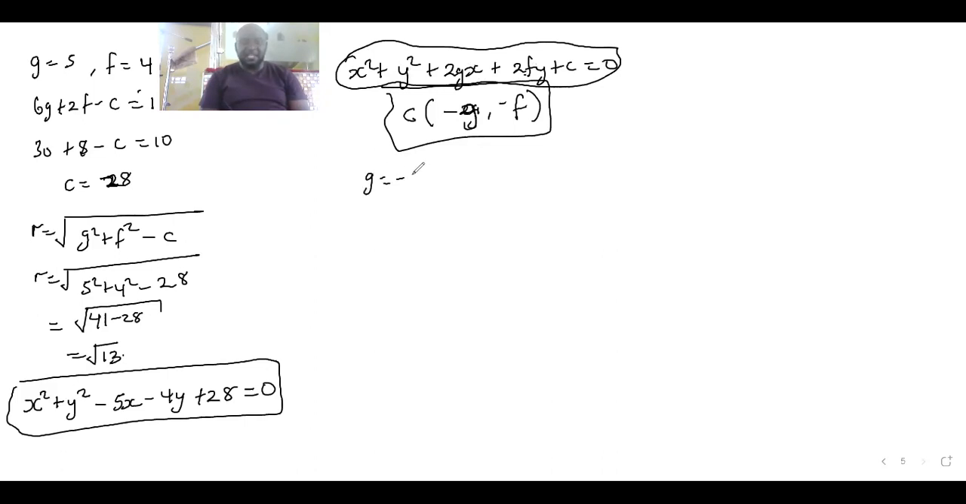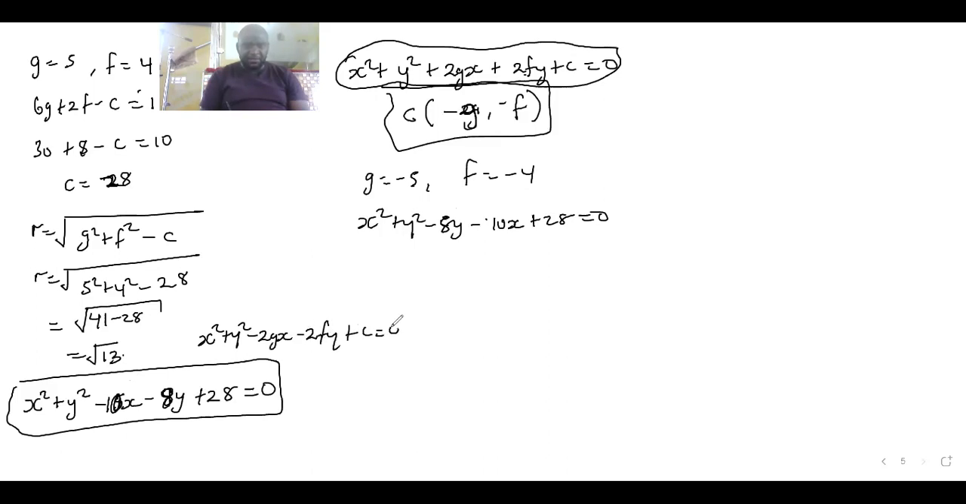Because if for them, their g is -5 and their f is -4, you still see that you have the answers x squared plus y squared minus 8y minus 10x plus 28 is equal to 0. Actually, I forgot to multiply by 2. There is a 10 here. There is an 8 here. Because the general equation, that's why you have to write down these things: minus 2gx minus 2fy plus c is 0. So that you see clearly what you're substituting. So I had missed slightly.